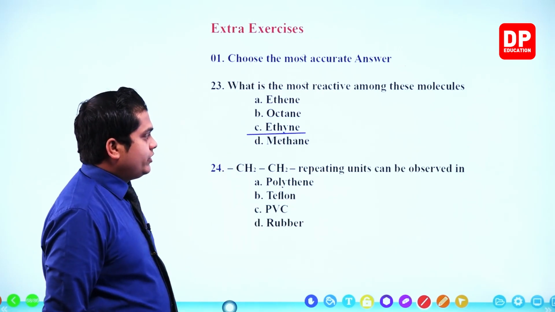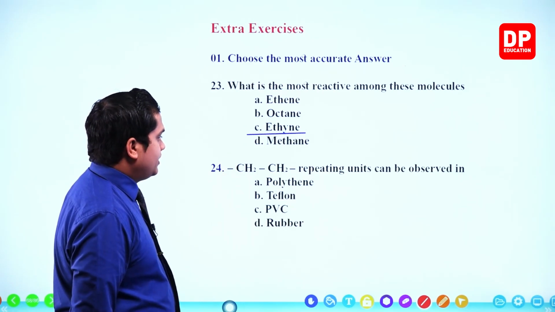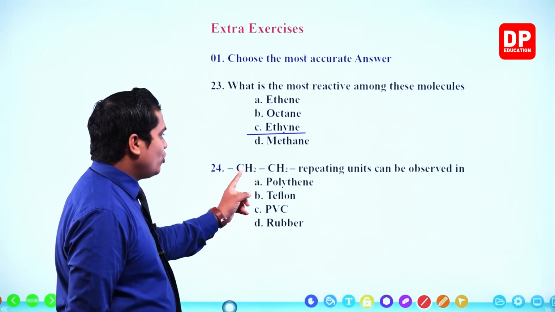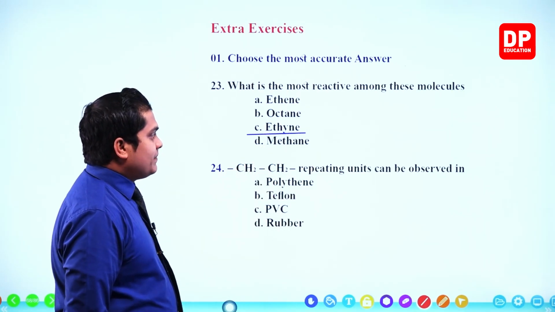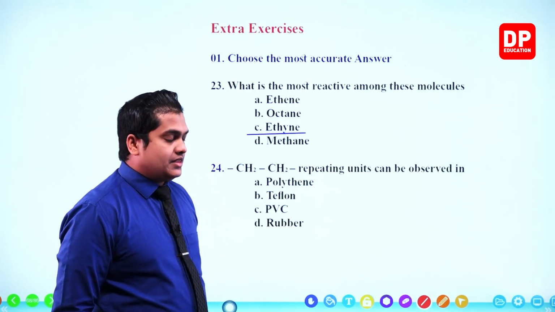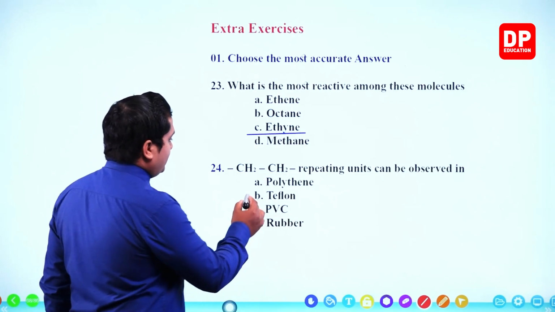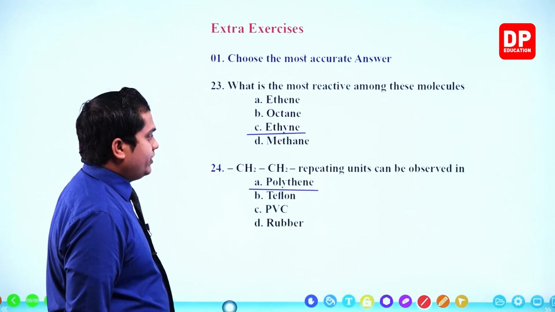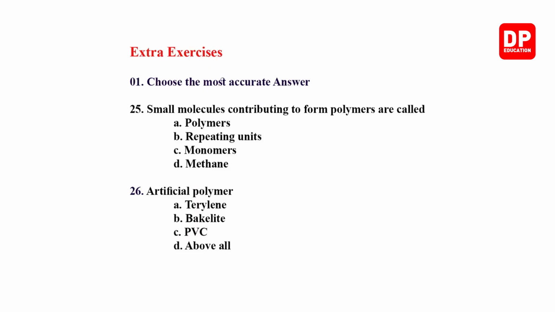CH2 repeating units can be observed in... So CH2 repeating units, altogether C2H4 repeating units. C2H4 repeating units can be observed within, my dear children, polythene, right? Within polythene we can observe C2H4 repeating units. Right, then the next one.